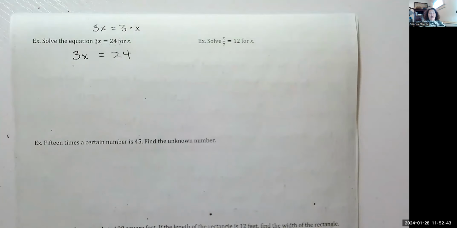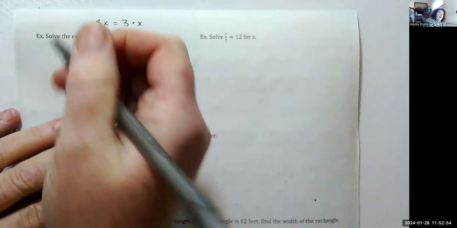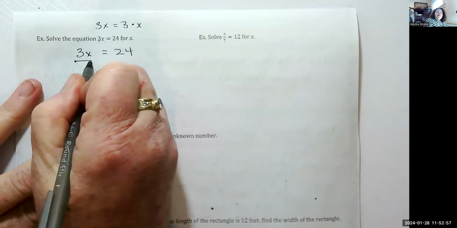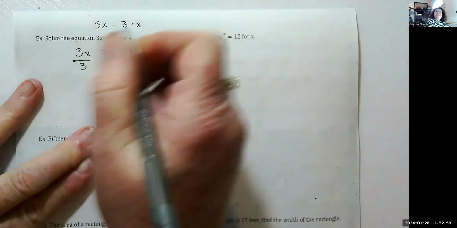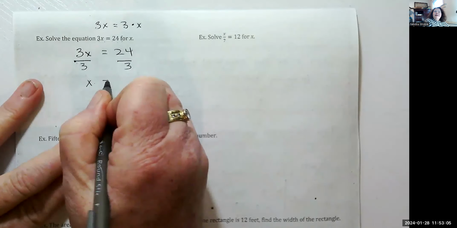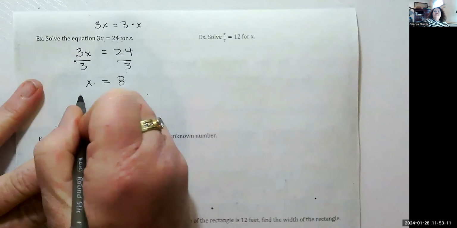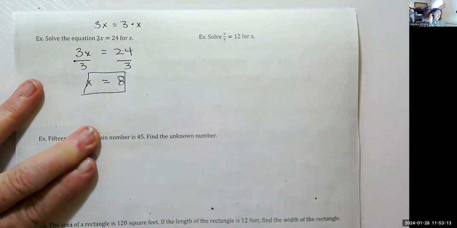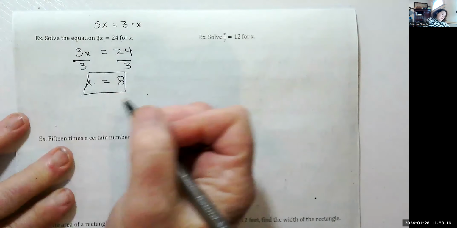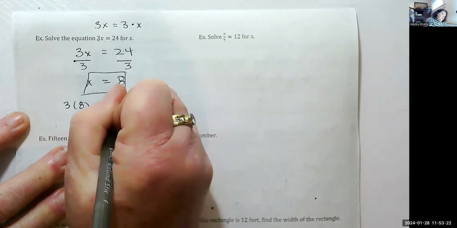I'm going to ask myself the same question. Who's attached to x and how? 3 is attached to x by multiplication, and we want x by itself. The inverse, or the opposite of multiplication, is division. So to get rid of that 3, we're going to divide both sides by 3. 3 divided by 3 is 1. So now x is equal to, and then what's 24 divided by 3? That is 8. Okay, so x is equal to 8. Let's check our answers here. We've got 3 times 8 is equal to 24. This is our check.